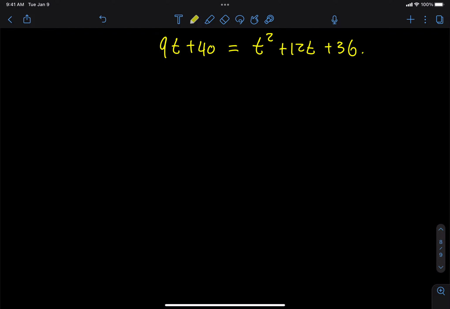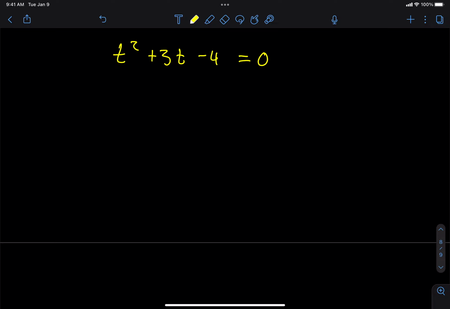The quadratic equation is only solved when we put 0 on one side. So I'm going to move all of this over to this side. So I get t squared, 12t minus 9t is 3t. And then what? Minus 4. Very good. 36 minus 40 is minus 4. And that's all equal to 0. So now I solve the quadratic equation. I think you can factor it easily or use the quadratic formula. I'm going to factor it. What are two numbers which add to 3 and multiply to negative 4? Very good. Positive 4 and negative 1, right?